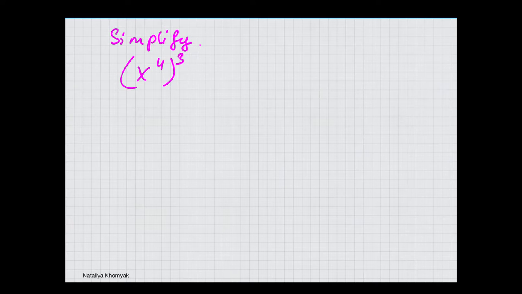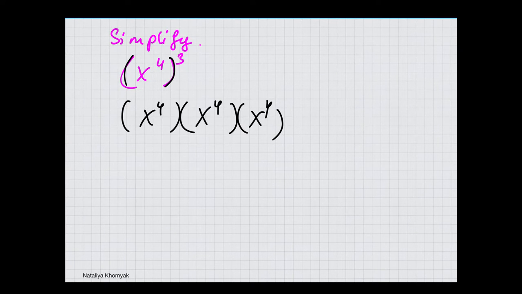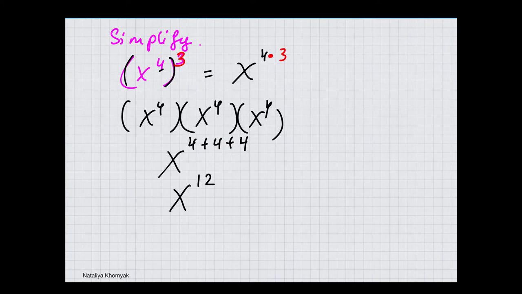So we have x to the fourth raised to the third power. Now you can rewrite this parenthesis times itself 3 times, x to the fourth, x to the fourth, x to the fourth. Then you can keep the base and add the powers. So you should end up with x to the 12th power. Or you can take the base to the exponent and multiply it by whatever you're distributing into it. So we get x to the 12th. And this is my solution, same as here.